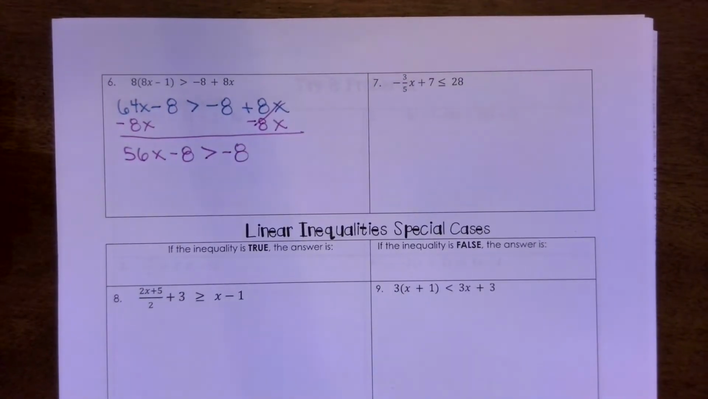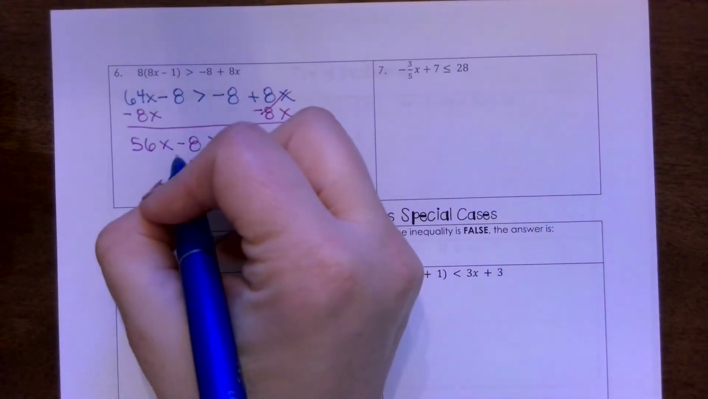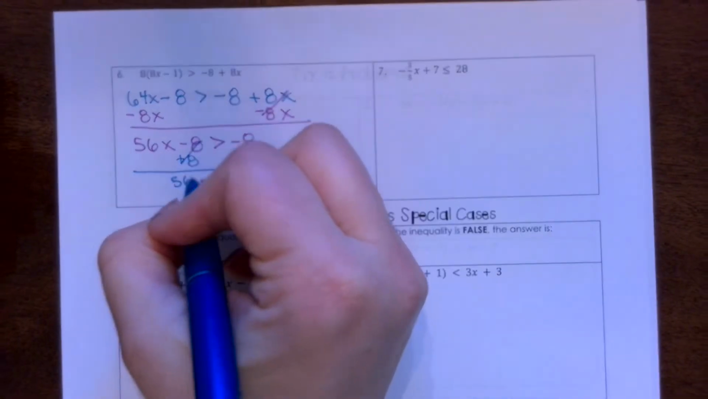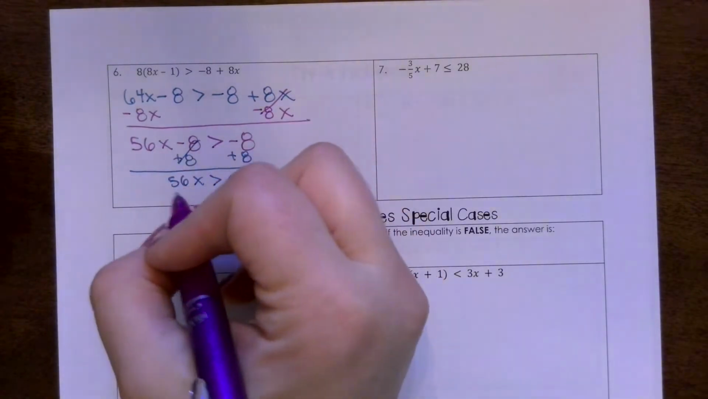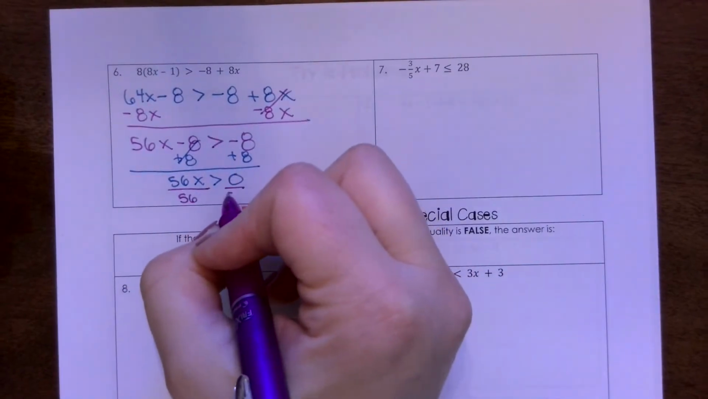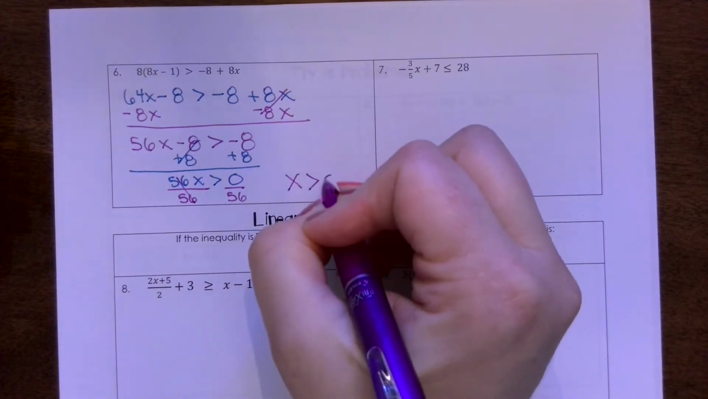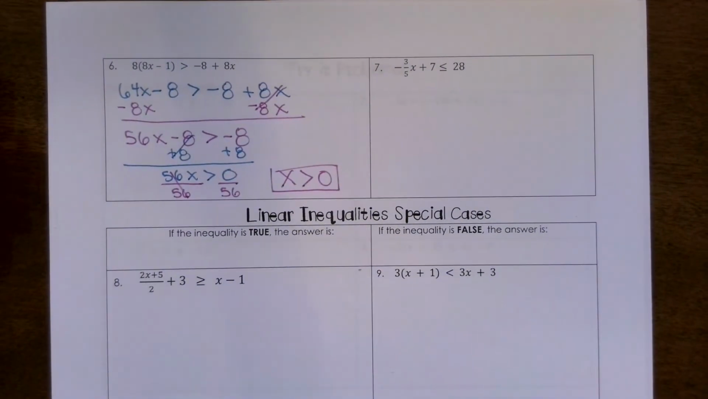Alrighty, now I need to isolate my variable. The first thing to do is to remove my constant. This is minus 8, so I will add 8 to both sides. And now I have 56x is greater than 0. And this is great division for me because 0 divided by anything is 0. The only thing I'd have to pay attention to here is, am I dividing that 0 by a negative number? This is positive. I'm going to be dividing both sides by a positive 56. So I do not have to flip the sign, and x is greater than 0. So anything greater than 0 is a solution to this linear inequality.